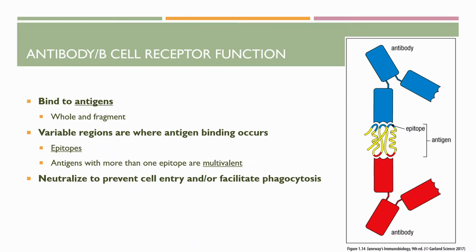Here I'm showing you a whole antigen, but this antigen has specific epitopes or structures that will bind to certain antibodies. If you have an antigen with more than one epitope, then that would be multivalent. This one has 2 epitopes that are binding to these antibodies, so it's multivalent. Each one of these is an epitope. Does that make sense? These are 2 different antibodies. And the goal of antibodies or B cells is to neutralize the pathogen, so that way they prevent cell entry, and or they can facilitate phagocytosis by phagocytic cells.